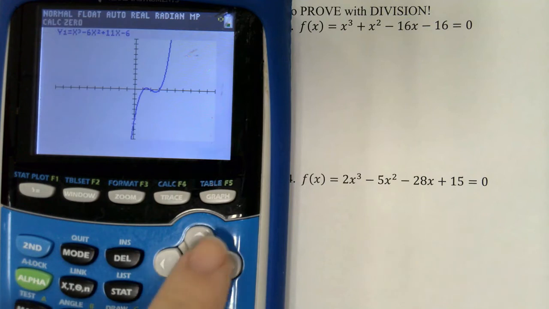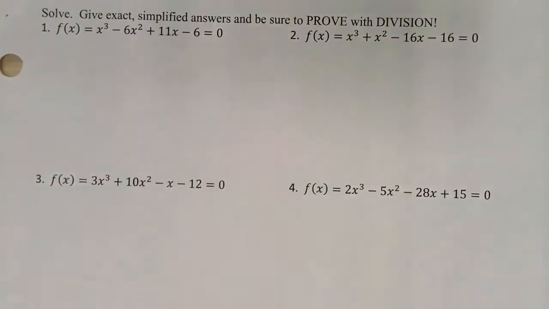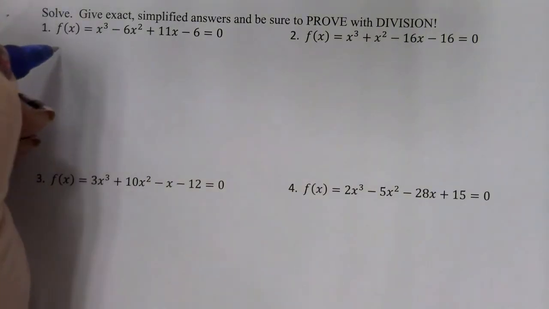So second calc, zero, left side, the right side just a little bit above, and one of my zeros is at 1. That's all I need. So we got 1 from the graph.